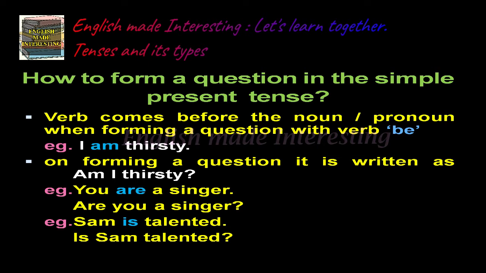Now we'll see how to form a question in the simple present tense. Verb comes before the noun or pronoun when forming a question with verb be. Example, I am thirsty. On forming a question, it is written as am I thirsty? Second example, you are a singer. When you write it in the question form, it is are you a singer? Another example, Sam is talented. So when it is in the question form, is Sam talented?